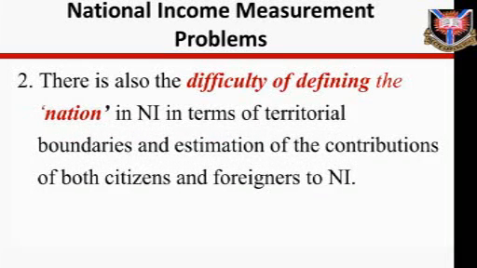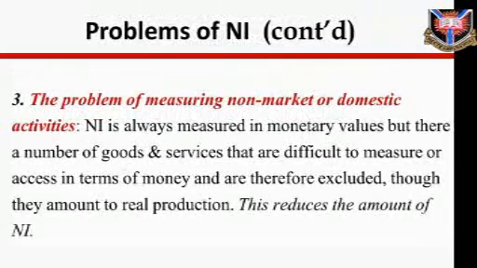2. There is also the difficulty of defining nation in national income. Although every nation has its political boundaries, the income earned by nationals of a country in a foreign country beyond the territorial boundaries of that country is also included in national income. 3. The problem of measuring non-market or domestic activities. National income is always measured in monetary value, but there are a number of goods and services that are difficult to measure or assess in terms of money and are therefore excluded.